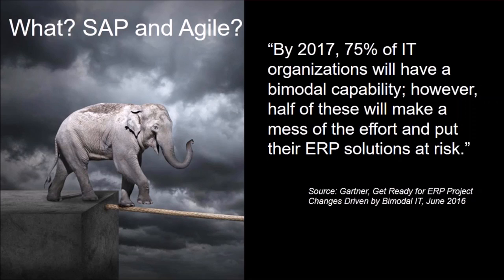Some companies have tried to take both approaches. As you can see from the quote there from Gartner, their estimation is that by this year, most companies will have made an attempt to implement Agile and/or waterfall. Unfortunately, a lot of them will do it the wrong way, and they'll make a mess of it. And so the intent is really to say, how do we choose the right way to go about implementing SAP, and what's the correct approach to use?